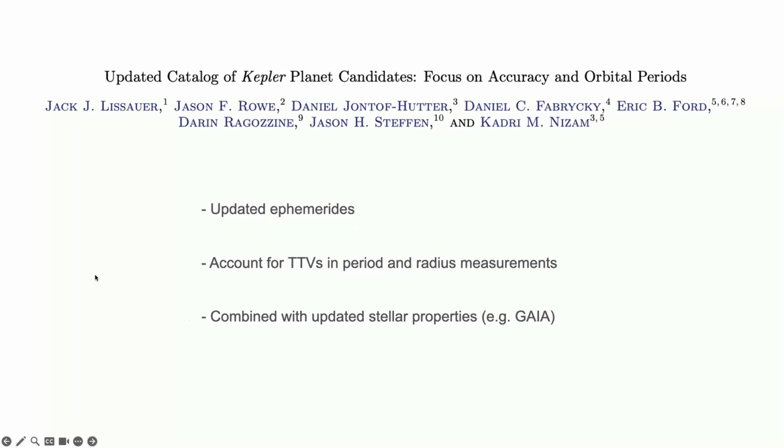The first thing I wanted to mention is that there is this paper that just came out by Jack Lissauer that's an updated catalog of the Kepler database. This one accounts for changes in the orbital period that come from transit timing variations and has updated stellar properties from the Gaia mission. So this is now actually available. I think we started before COVID, before Kepler ended. So it's been several years in development, but it's now available.